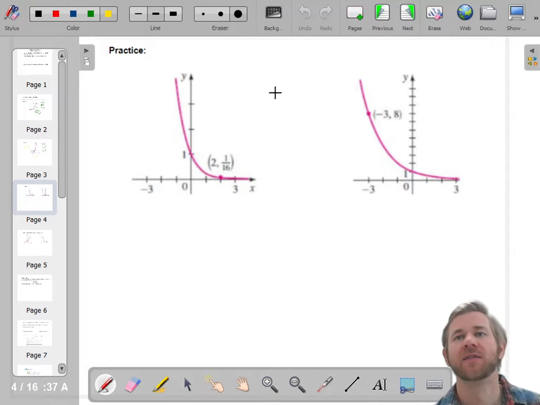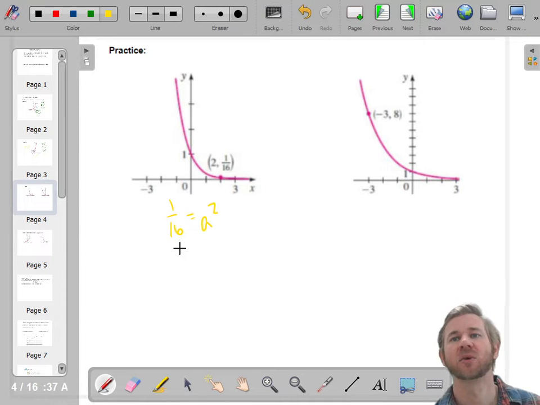Let's try a couple more. If it's y equals a to the x, 1/16 equals a to the second. Square root both sides. The square root of 1/16 is 1/4. So y equals 1/4 to the x.